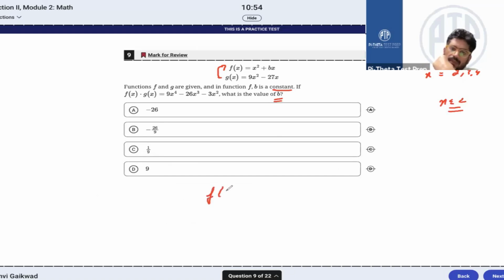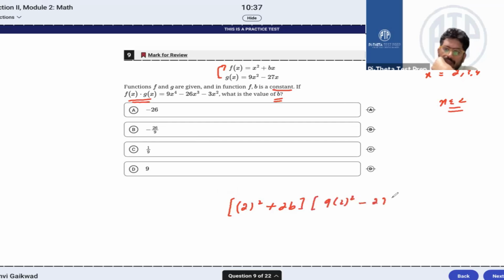this will become f of, basically you are putting 2 right here directly. So I will directly multiply this. This will become 2 square plus 2b. This is our f of x. And g of x is 9 into 2 square minus 27 into 2. And that is actually 9 into 2 raised to 4 minus 26 into 2 raised to 3 minus 3 into 2 raised to 2. Now, put the left-hand side, and make sure that in place of b, you are putting x now, on Desmos.